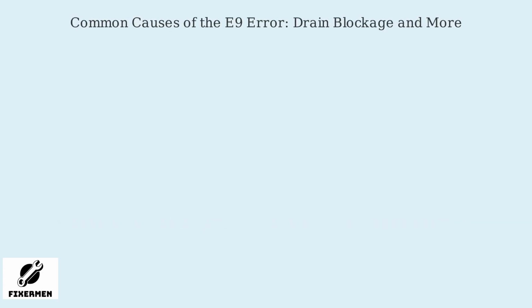Several factors can lead to an E9 error. The most frequent cause is a clogged condensate drain line due to dust, mold, or debris. Other culprits include a faulty condensate pump if your system has one, improper installation leading to sagging drain lines, and even unusually high humidity levels that overwhelm the drainage system. We'll explore each of these in detail.